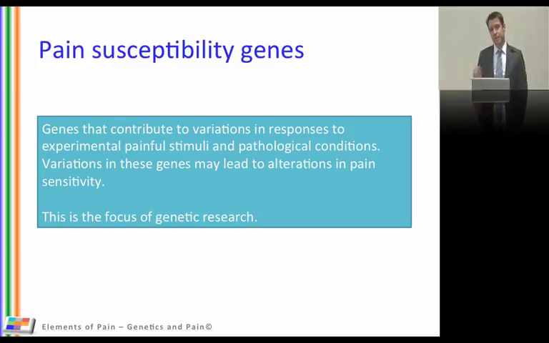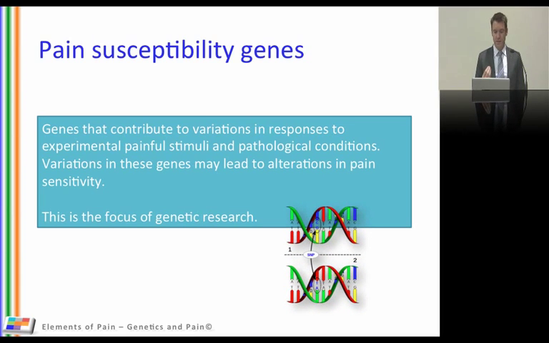Now, pain susceptibility genes are something different. These are genes that have small changes in them, and that can change the way we feel pain. So we still feel pain, but we feel pain at different degrees and different variations. So these are genes that contribute to variations in responses to experimental painful stimuli and pathological conditions. And variations in these genes may lead to changes in pain sensitivity. And this is where all the genetic research is focused on, pain susceptibility genes. So looking at the SNPs and how they affect sensitivity of pain.